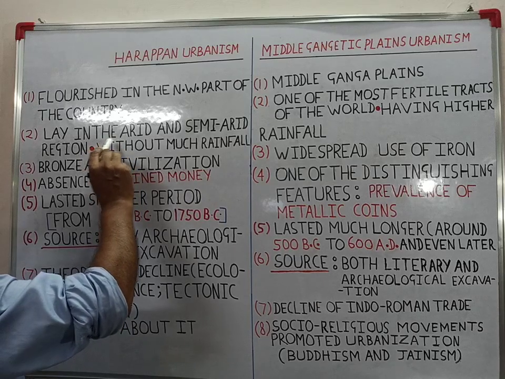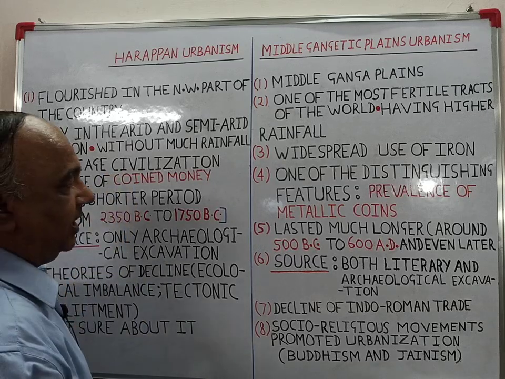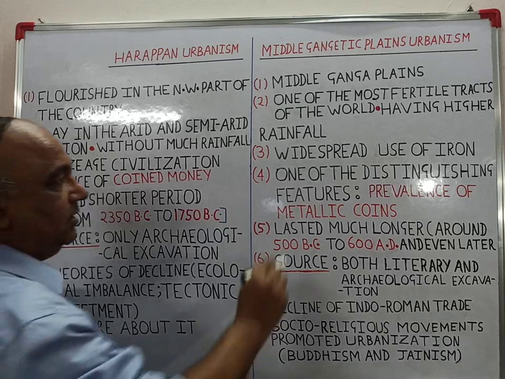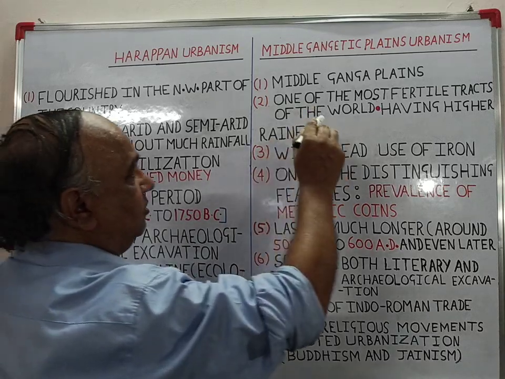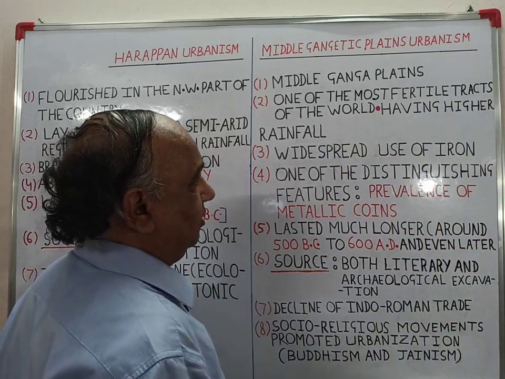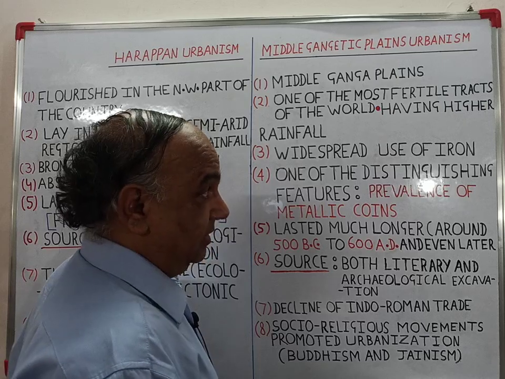The first phase evolved in the arid and semi-arid region where the amount of rainfall is not very high. But the second phase of urbanism started in one of the most fertile tracts of the world, and the amount of rainfall is very high.